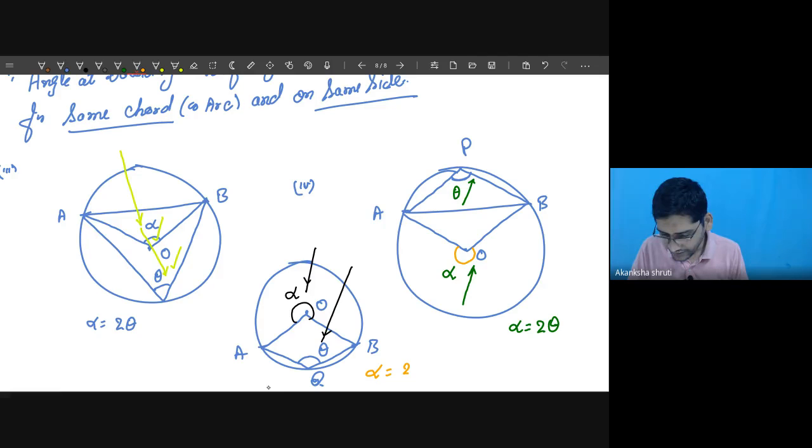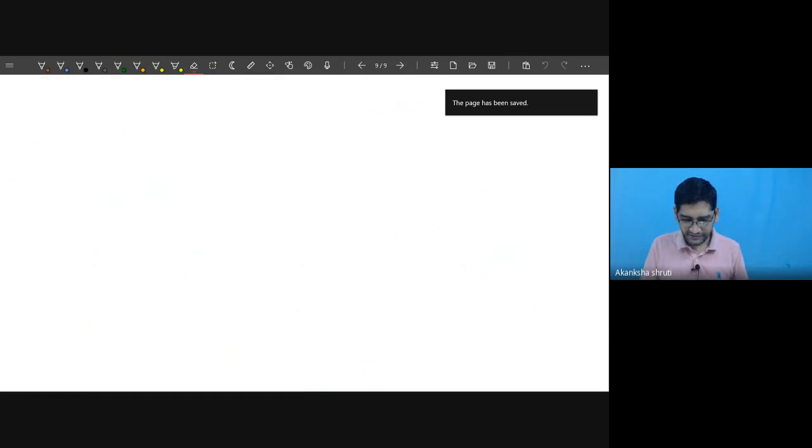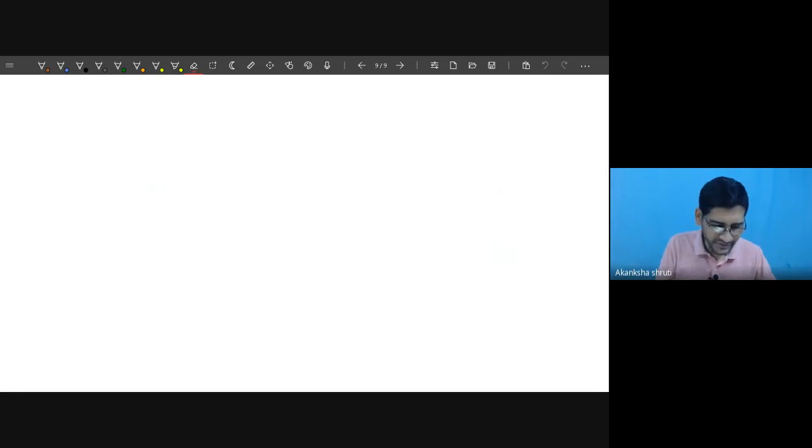Alpha is equal to twice theta. But you must look from the same direction. Here it is this one, then you do not consider this one, otherwise it will give you a wrong result. You should consider on the same side, meaning in the same line. Okay, students, so this way you should be careful while drawing the angle. Now let me take a few more explanations.